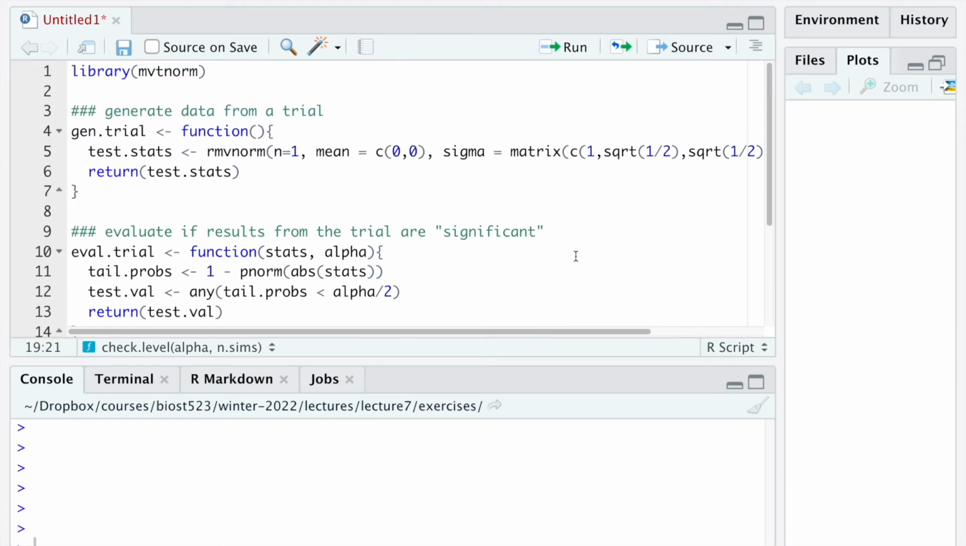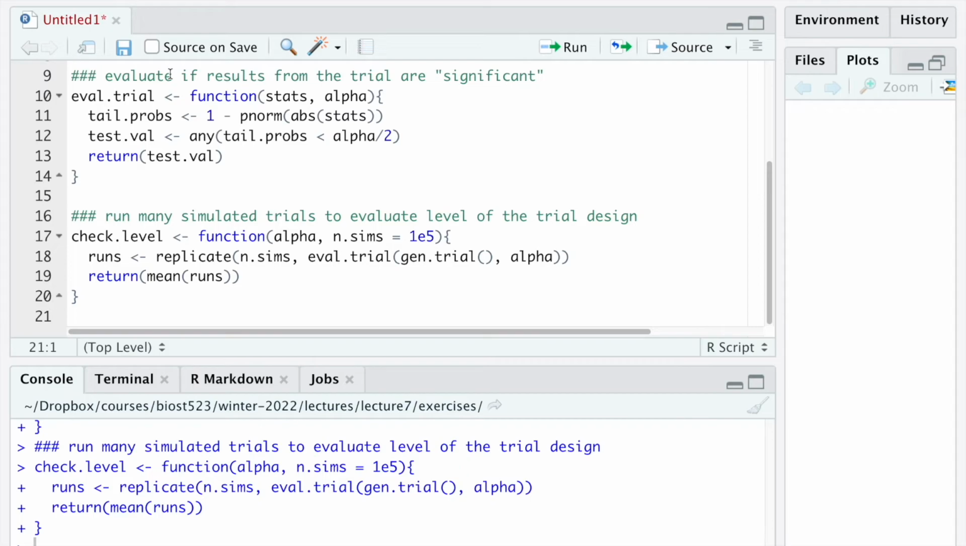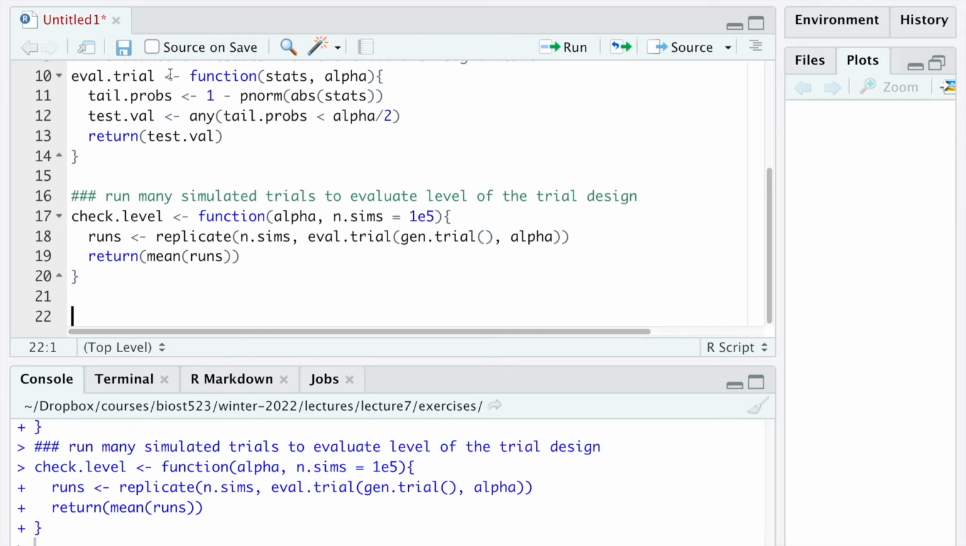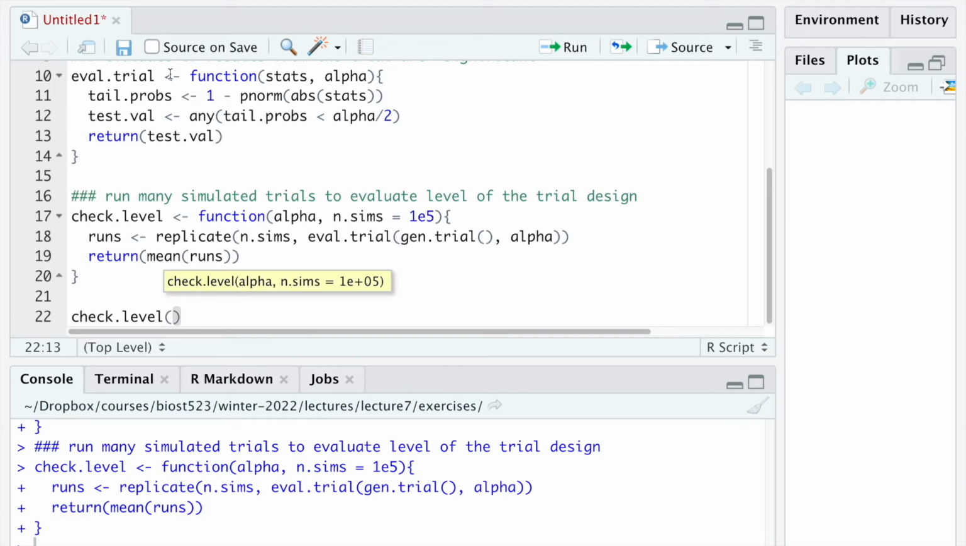So now we're going to run each of these lines just to get them in our R session so that we can engage with those functions. And now we might check what the level is if our significance threshold is 0.05. So again, the significance threshold at each test here is going to be 0.05, and we want to check the level overall in the trial.